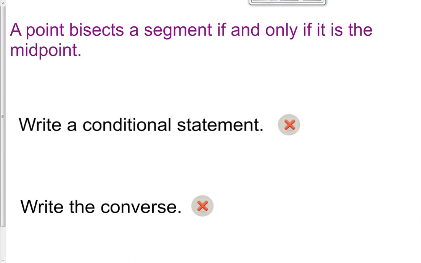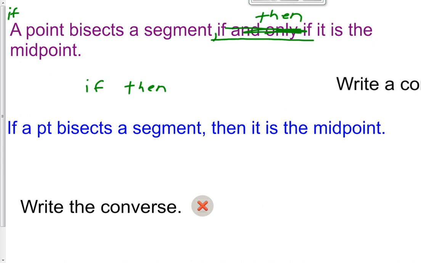Now we're going to practice going the other way around. So I first gave you the conditional statement, we wrote the converse and the biconditional. Now I give you the biconditional. A point bisects a segment if and only if it is the midpoint. Now we're going to write the conditional statement, which is written in if-then form. So if a point bisects a segment, so we can kind of just put an if at the front. If a point bisects a segment, comma, then it is the midpoint. And that's what we're going to write for the conditional statement. In if-then form, if a point bisects a segment, then it is the midpoint.